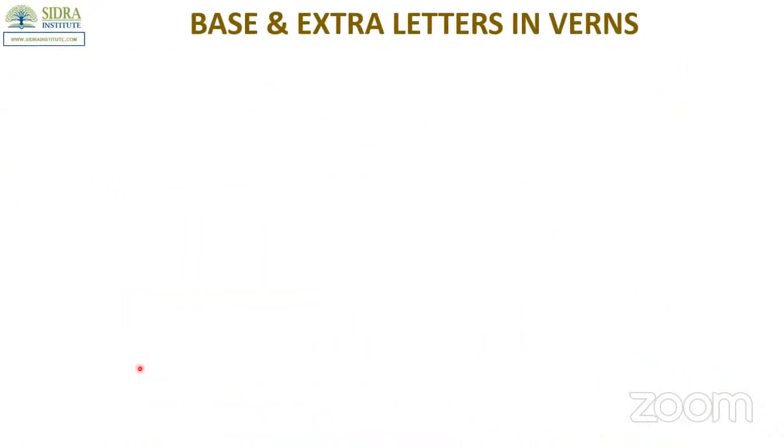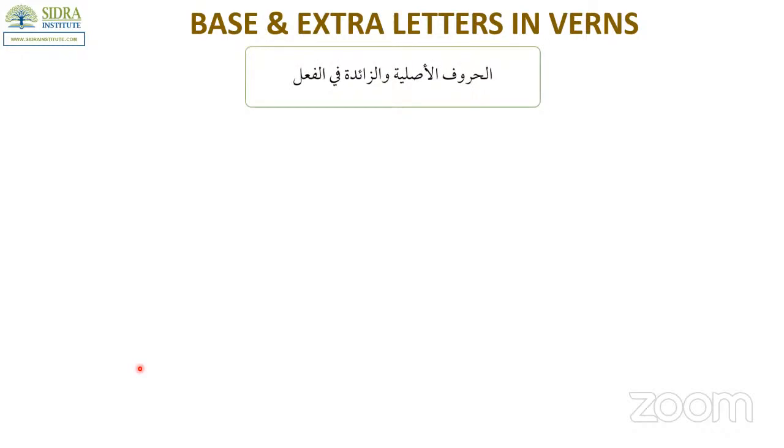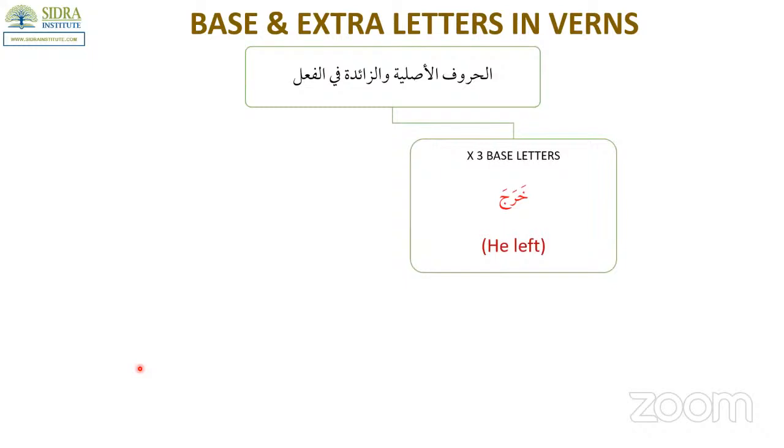Next, we have base letters in verbs. Once we've covered the base letters, we'll move straight on to searching for words, inshallah. It'll be more interactive, but we need this understanding because sometimes we may think that I'm just looking for 3 letters, but you might need to look for the 4th letter. So, al-huruf al-asliya wa za'idatu fil fi'l. What is the minimum number of root letters a verb can have? It is 3. Like kharaja, he left. So 3 base letters: kha, ra, and jim.